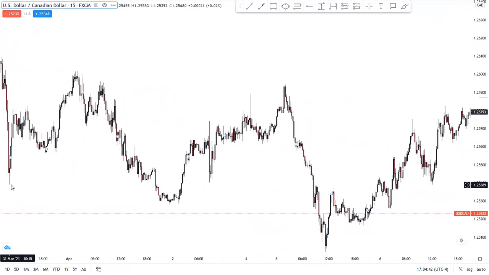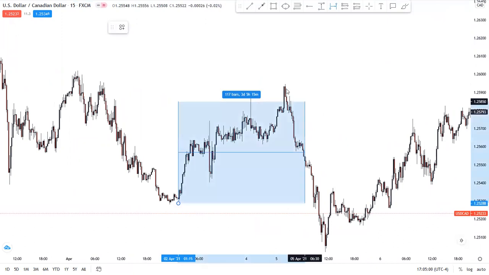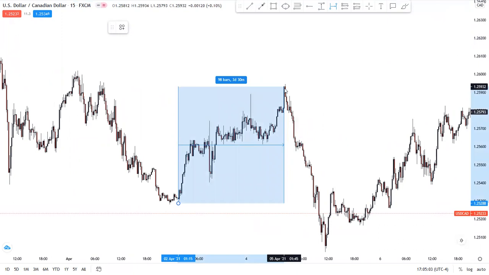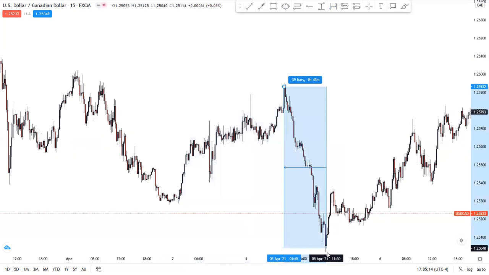And so this is the break of structure. It takes it out. Price returns in there. So that's what you're trading. Now, if you look from here to here, let's check it out. From here to here, that would have taken more time to complete. That's 98 bars, 3 days and 30 minutes. Now let's check. 39 bars, 9 hours and 45 minutes. Okay, and that's complete. All right, that was the trend and the end of that decline.